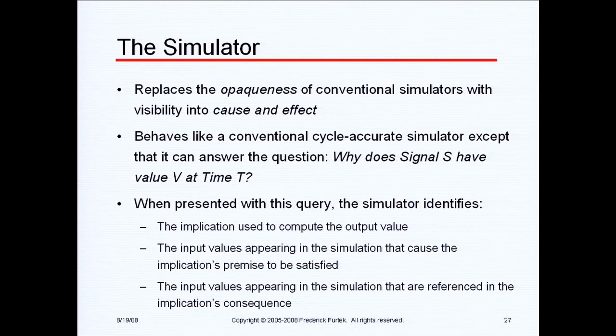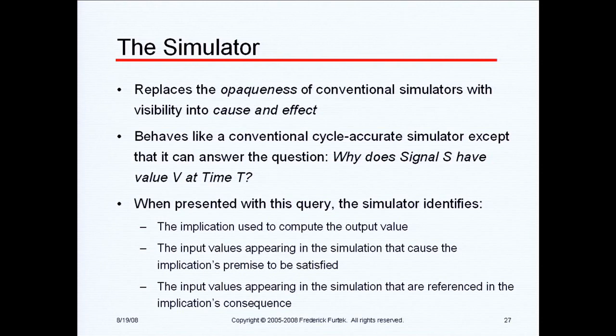And now, if a user sees an anomalous output value, the user can query the simulator and say, why does this particular signal have this particular value at this particular time? And when the simulator receives such a query, it will identify the implication that it used to calculate that output value. It will also identify the input values appearing in the simulation that cause the implication's premise to be satisfied.